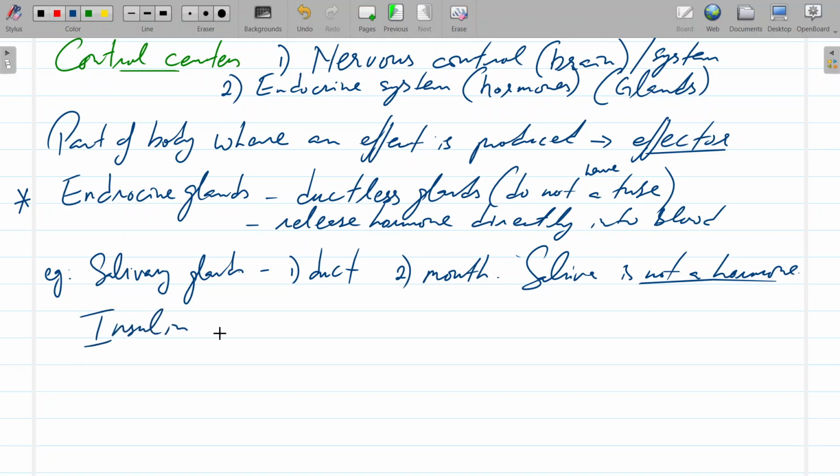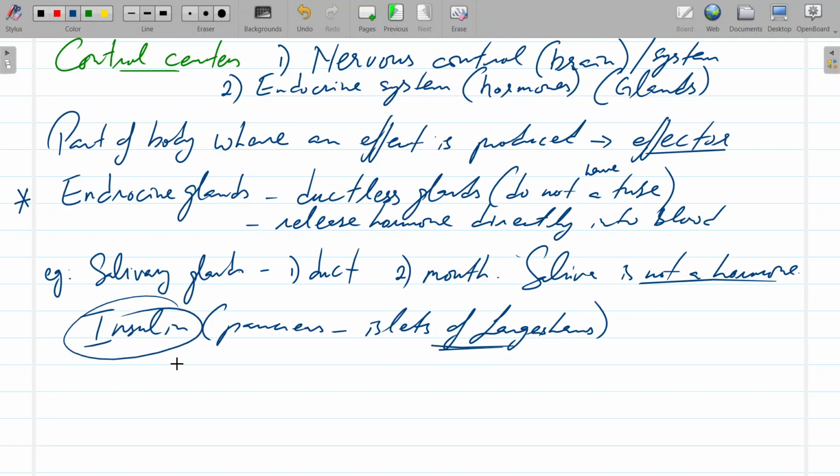So the pancreas, and within the pancreas, you have a group of cells called the islets of Langerhans. This is a gland. It releases the hormone insulin, which converts glucose to glycogen, and it lowers the blood glucose level.